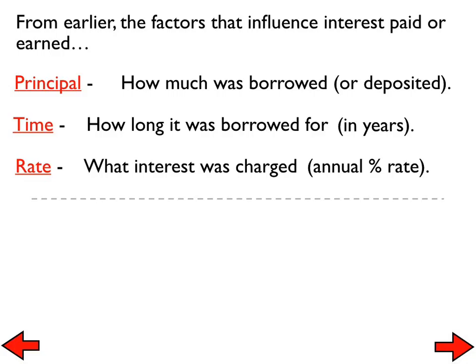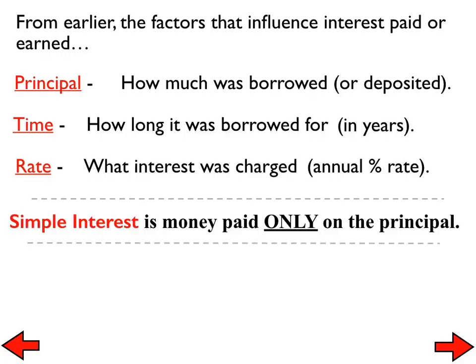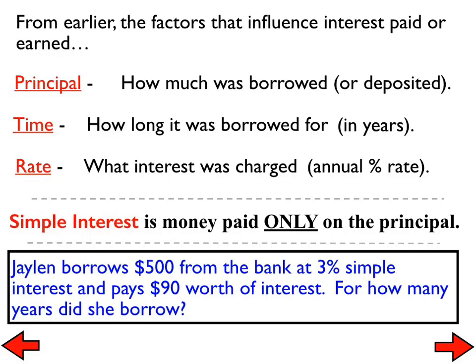So far we've been given the principal, the time, and the rate, and we find the interest. But oftentimes we are given problems where you are missing a different piece of the puzzle. Like this problem, for example: Jaylen borrows $500 from the bank, 3% interest, and pays $90 worth of interest. How many years did she borrow for? So now we are given the answer. $90 is the interest, but we don't know how many years.